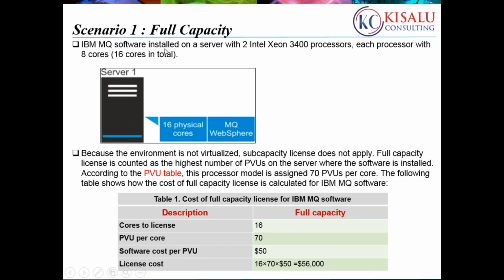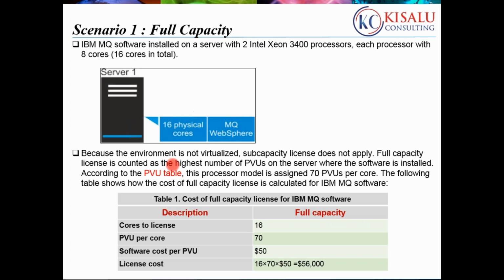In scenario 1, it is a full capacity view, whereby we have a machine, a server. It's one server. It has 16 physical cores in total. We have 2 Intel processors, each having 8 cores inside, and we are installing MQ in the machine. Because it is full capacity, all the 16 cores will be licensed. The environment is not virtualized, so sub-capacity licensing does not apply.